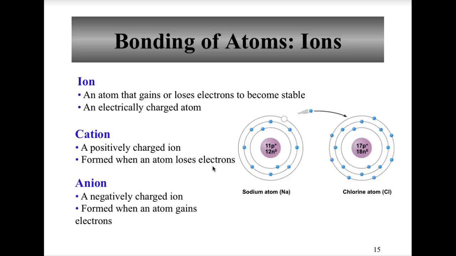In ionic bonds, that would be the metal atom. An anion is a negatively charged ion formed when an atom gains electrons. That would be the nonmetal.